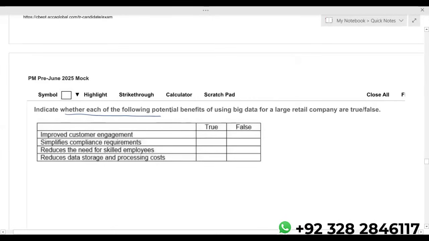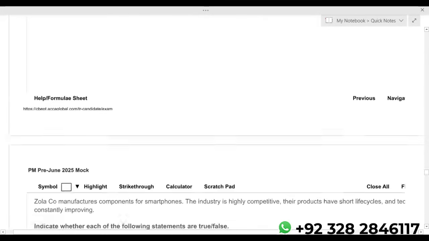Indicate whether each of the following potential benefits of using big data for a large retail company is true or false. Improve customer engagement. That's true. Simplifies compliance? Not simplifies, it will actually increase your compliance. Reduce the need for skilled employees? When I'm using big data, I need more skilled people. Reduce data storage? It does not reduce data storage and processing cost. It actually increases it.